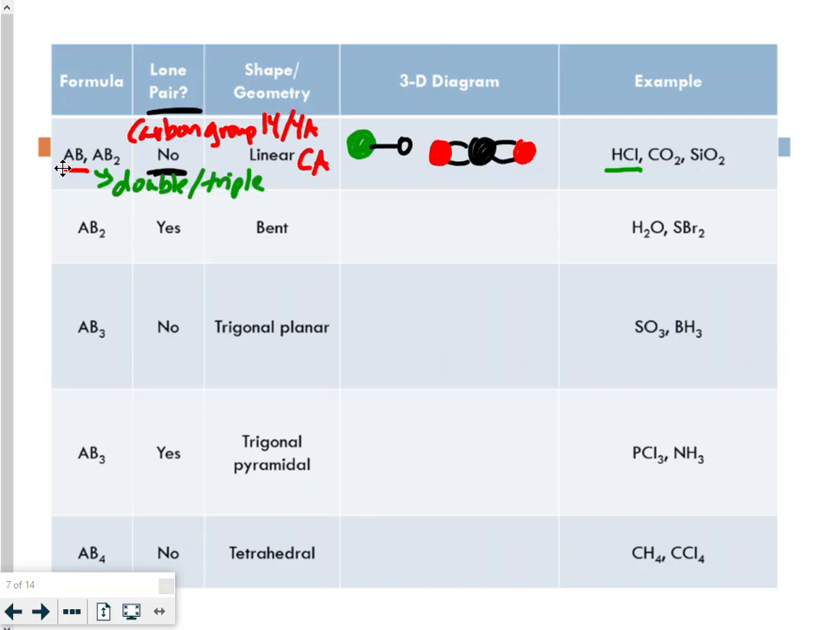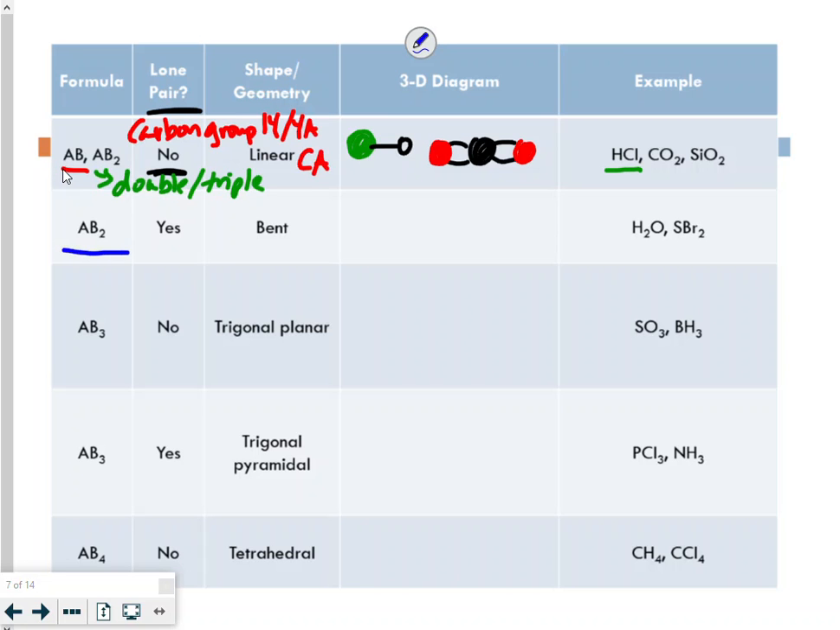Okay? And the 3D diagram, we're going to be drawing ball and stick models instead of structural formulas, because basically the Lewis dot structures that we draw are structural in nature. So we're going to be sticking with ball and stick along with drawing the Lewis dot structures on the practice problems later on.